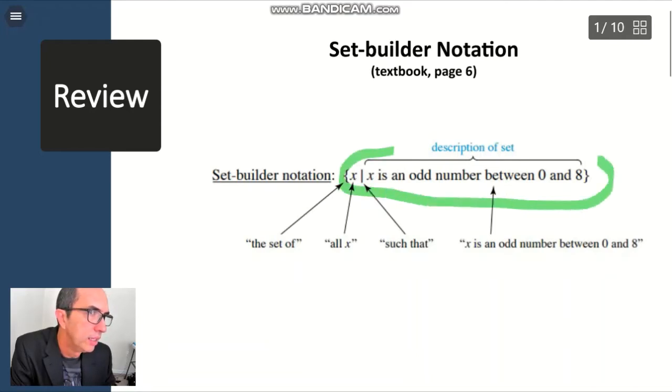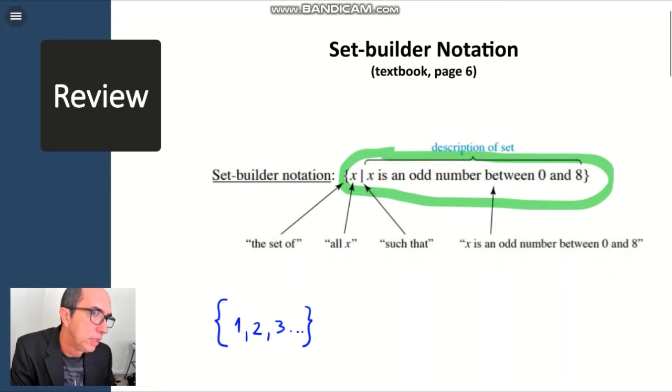This kind of thing, where you're going to have the braces, and inside the braces, usually you represent a set like this, right? 1, 2, 3, and on. And the set builder notation is actually building a set by opening the braces, and you write x, or any variable x, such that x, and then you explain what you want about x.